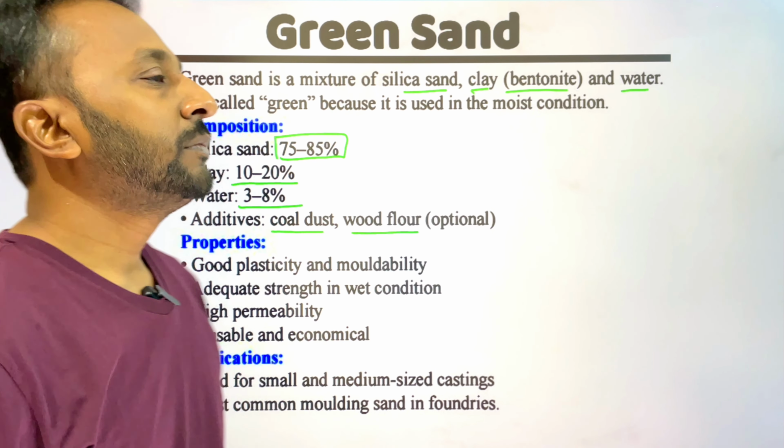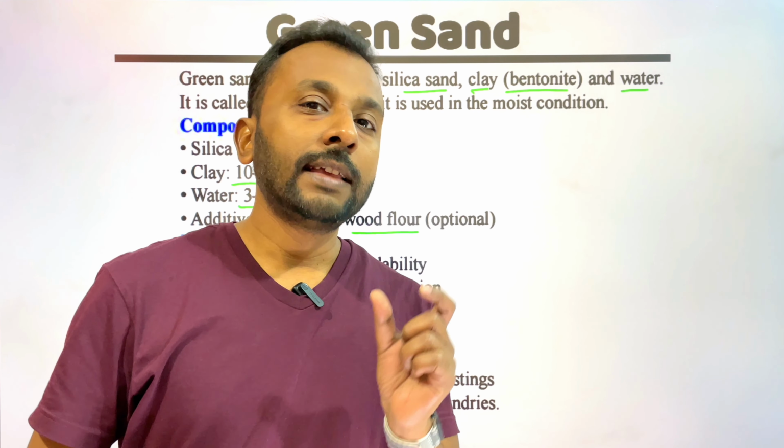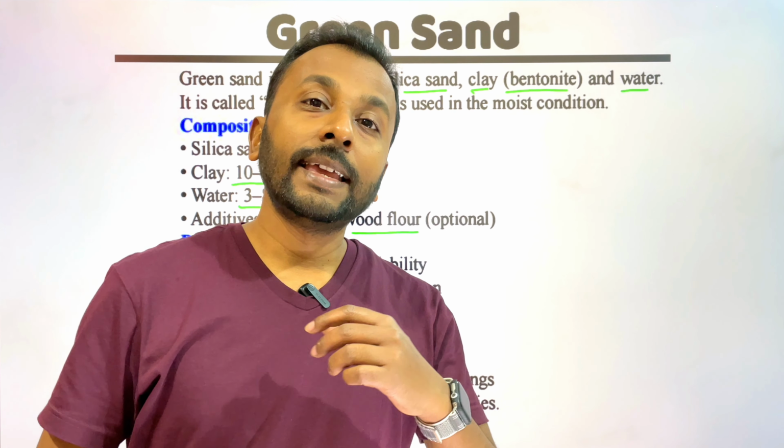So from the name we can assume that the sand is green in color. No, that is wrong. We know there is no tiger in the tiger biscuit. That's how green sand is not green. So why is it called green sand? Because green sand contains moisture content itself. That's why it is called green sand.